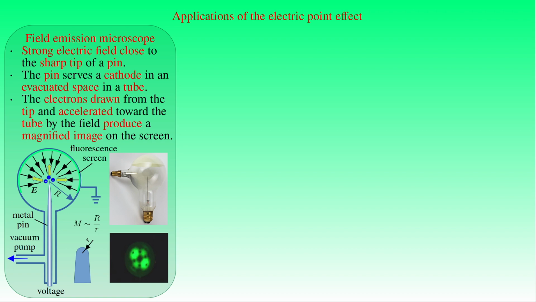Field ion microscopes work with low-pressure helium gas instead of vacuum, and the polarity of their pin is reversed, that is, the pin is used as an anode. The helium atoms colliding with the tip of the pin become ionized by losing one electron, and the positively charged ions traveling from the tip to the bulb will produce the magnified image on the screen with a much higher resolution than the one obtained with field emission microscopes.